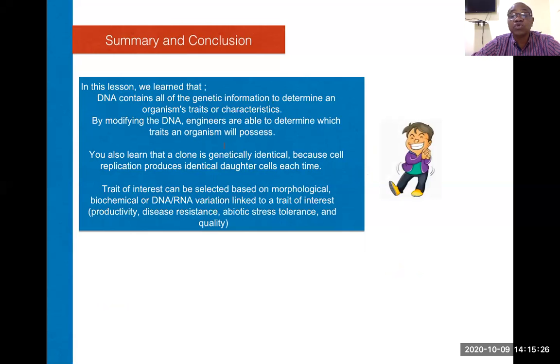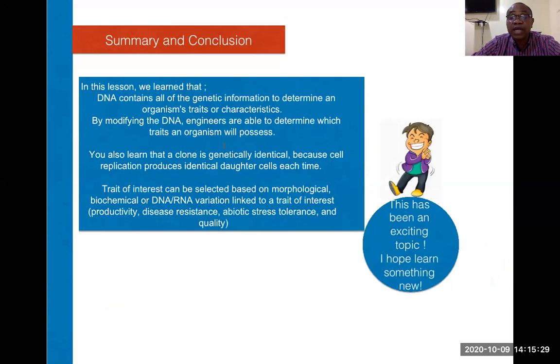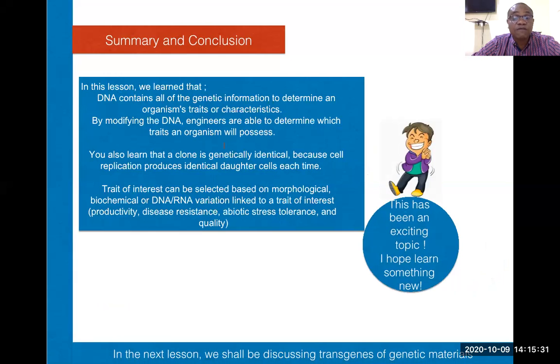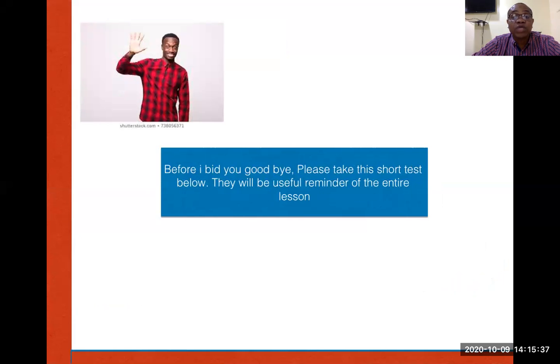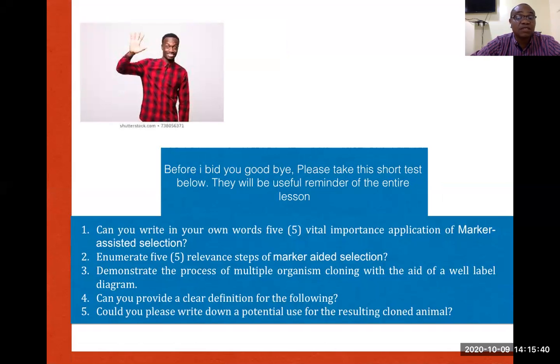Okay, before we let you go, we will give you a little test item so you can remember everything we have learned. Write down in your own words 5 vital applications of marker-assisted selection, enumerate their relevance, demonstrate the process of cloning in a well-labeled diagram, and provide a clear definition of the different terms used in this topic. You can also write down a potential use for the resulting cloned animal for your exercise.